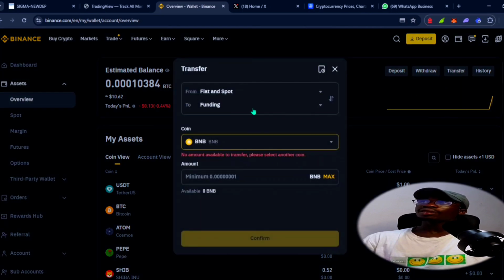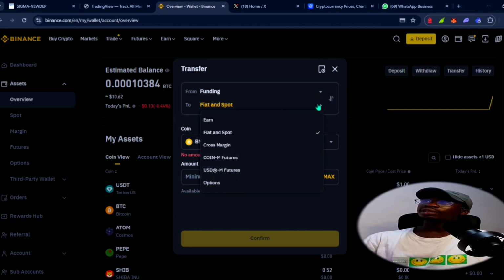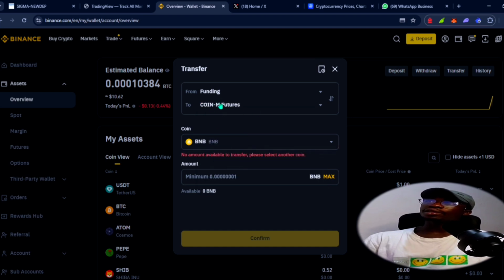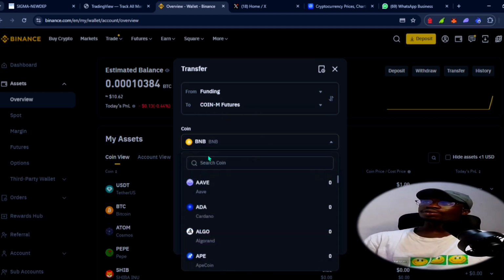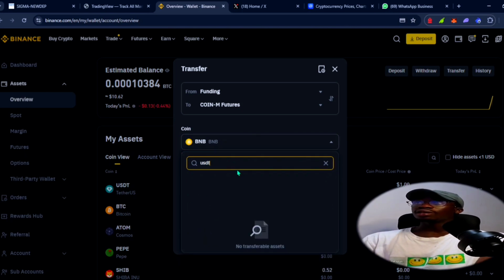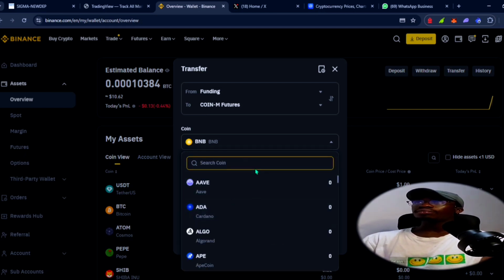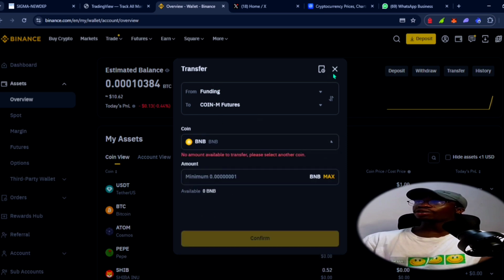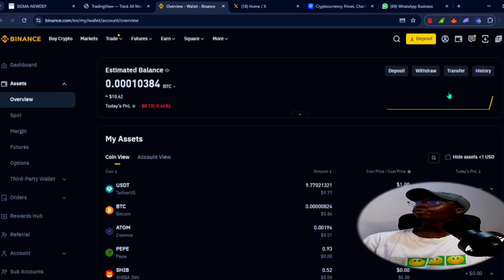So for an example, let's say I want to trade using the futures market. I have to move from my funding wallet to the futures market, and I have some USDT. Maybe I want to send some USDT. I'll select the USDT and I'll send, but however I don't have the USDT, that's why it's not popping up. So I'm going to be sending from my funding to the futures market, and I'll be able to trade with it. So that is that for that.